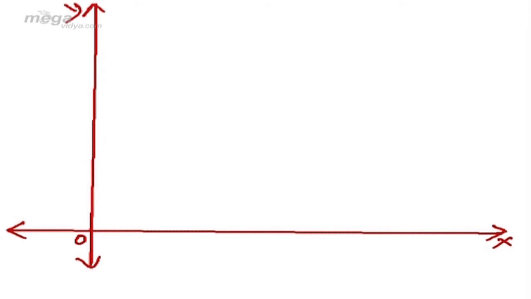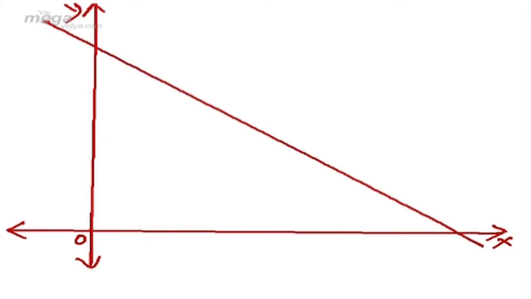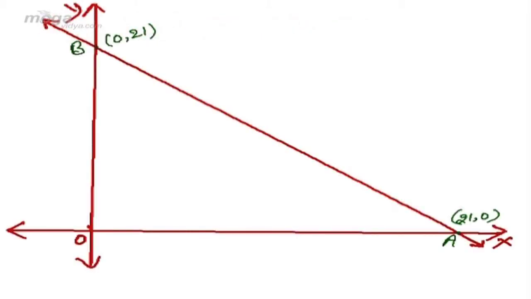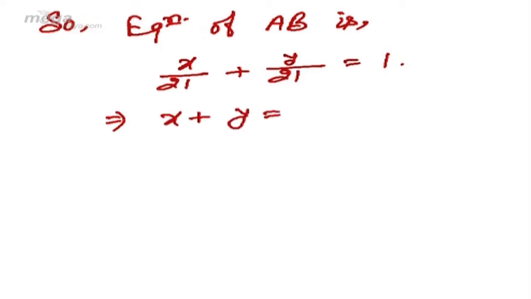To draw the triangle, I am now drawing the line which will pass through the points (21, 0) and (0, 21). We will write the equation of this straight line. Suppose this is A and this is B. So the equation of AB: because the x-intercept is 21 and the y-intercept is also 21, using the intercept form we can write x/21 + y/21 = 1, and hence x + y = 21.